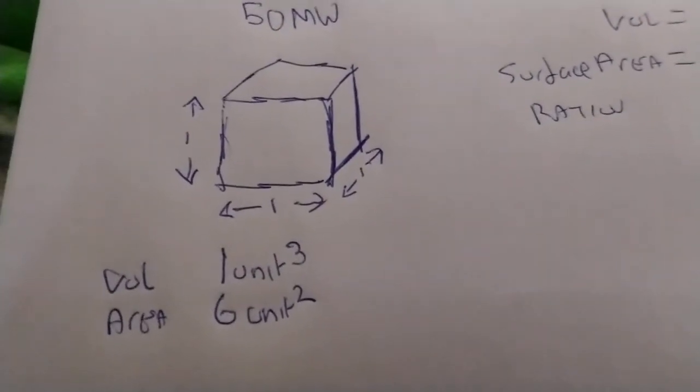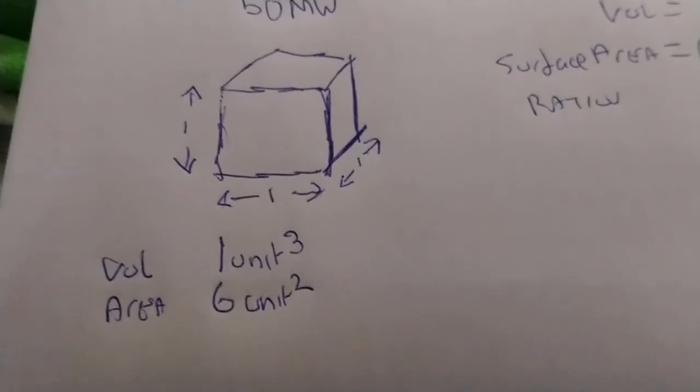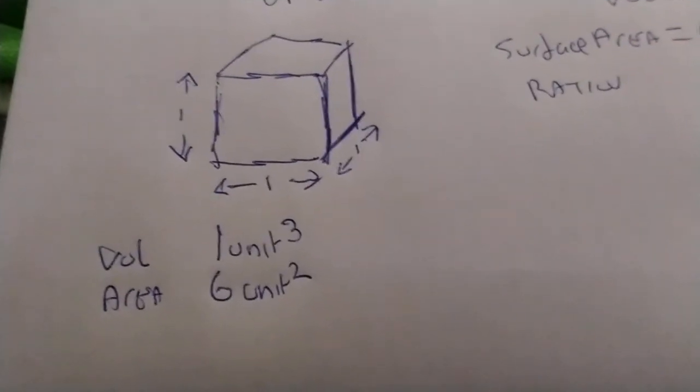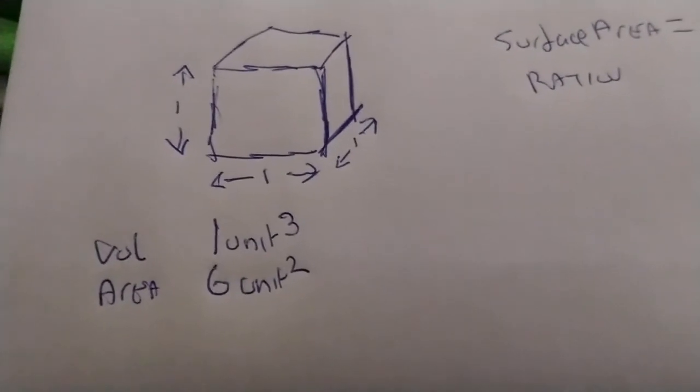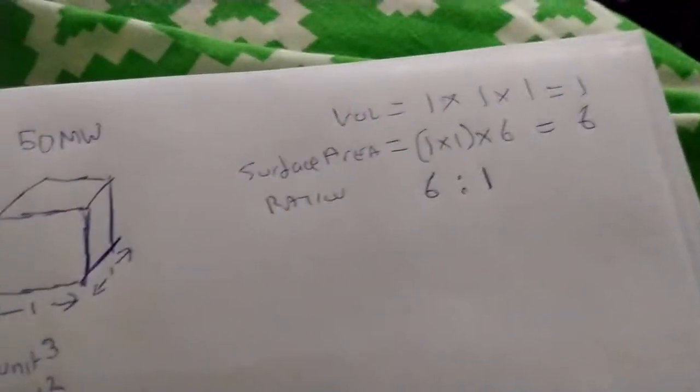And the surface area of a cube, well, it's the square of each side. So it's 1 times 1, which is 1, times the number of sides, which is 6. So the surface area is 6. So we have a ratio of surface area to volume of 6 to 1.